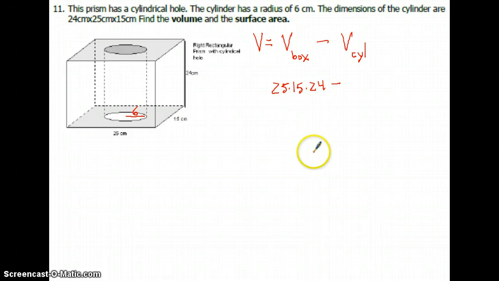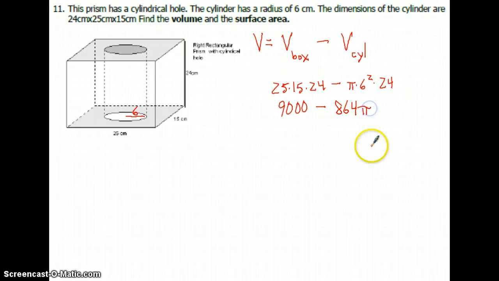You want to call that area of the base times height, feel free, but that's how you find the volume of the box. Volume of the cylinder is area of the base, pi r squared, times the height of it, which is 24. So I have 25 times 24 times 15, which is 9,000, nicely enough, minus 6 squared times 24 pi, which is 864 pi. Does it say exact? I kind of wish it did, but it doesn't. 9,000 minus 864 pi is about, if you really cared to have this as one approximated decimal, 6285.7 or so.